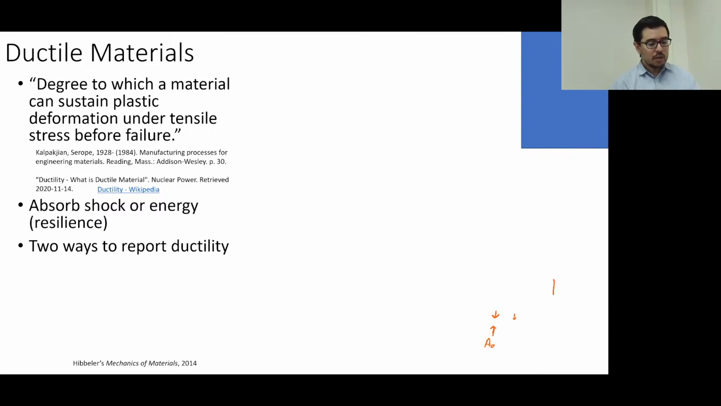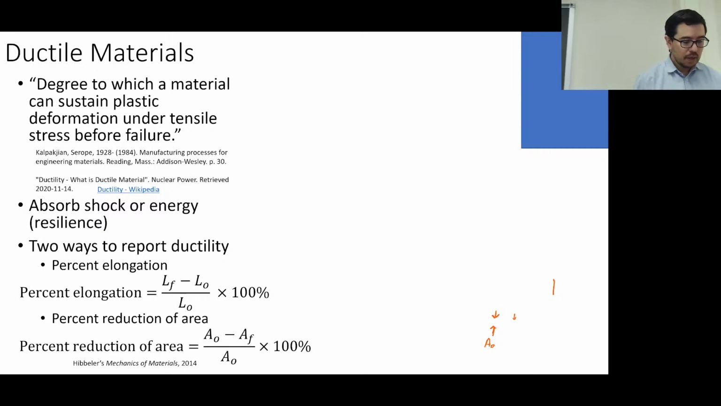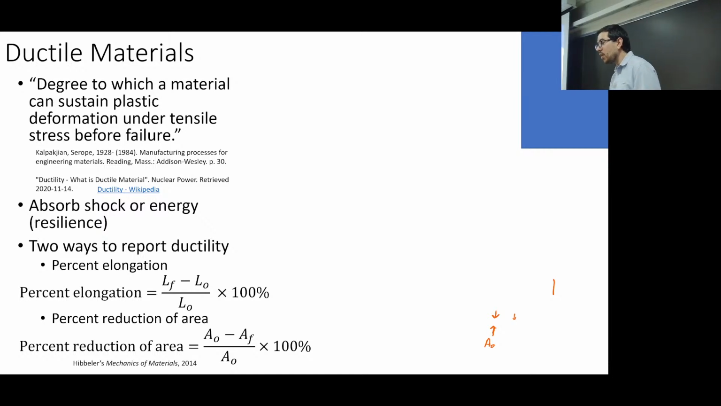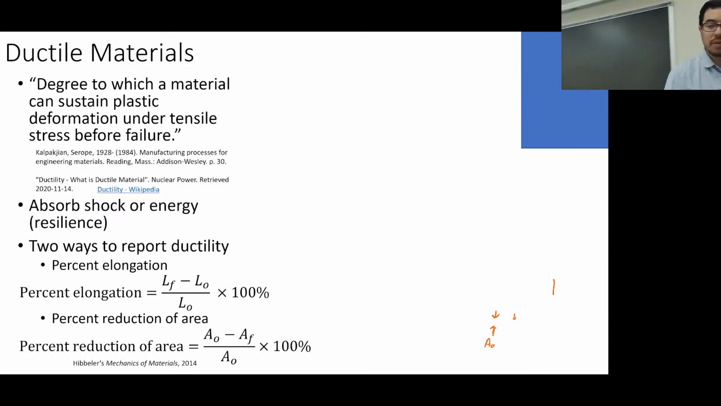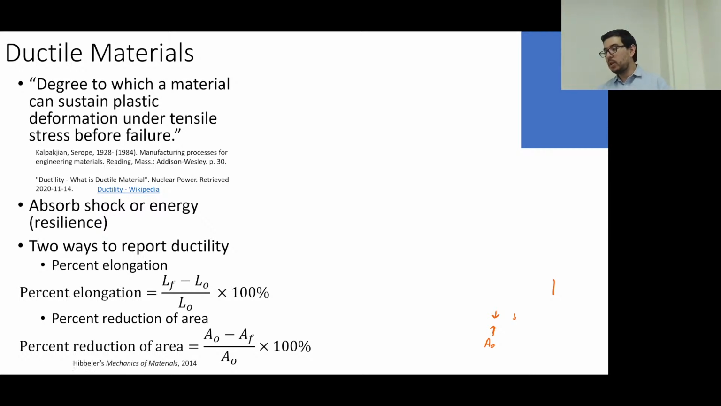So there are two ways to report ductility, and it's based on failure analysis. One is the final length minus the initial length, divided by the initial length. So this ratio is like a percent elongation. And the other is what we call a percent reduction in area. So the initial cross-sectional area, minus the final cross-sectional area, over the initial. And you can multiply by 100%. So these are two ways that we report ductility after completed failure.